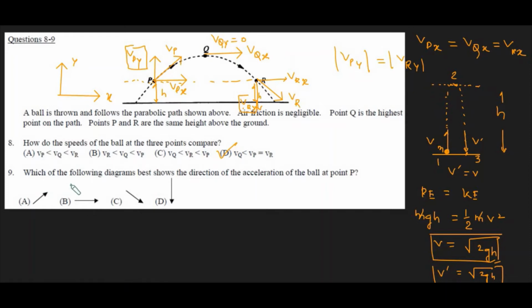And in the next one, which of the following diagrams best shows the directions of acceleration of the ball at the point P? So at any position in projectile motion, we can surely say that it will have only the acceleration that is the gravitational acceleration, and that is always exerted in the downward direction. It doesn't matter at which location the object is, it will always have the gravitational acceleration, and that is downward. So the answer would be D.